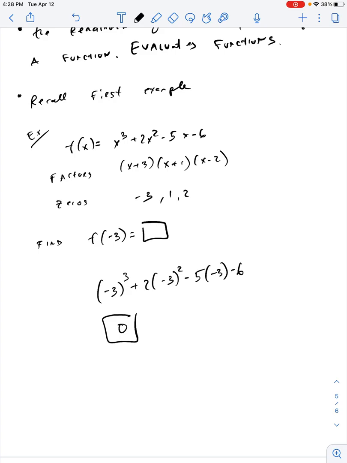All right, so I just want you to keep that in mind. This in reality is just the remainder, right? If you were to do long division or synthetic division. So I just want to keep that in mind, okay?